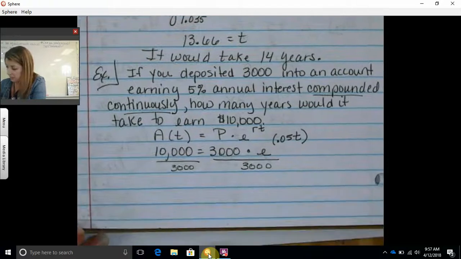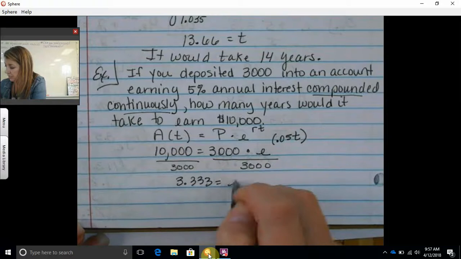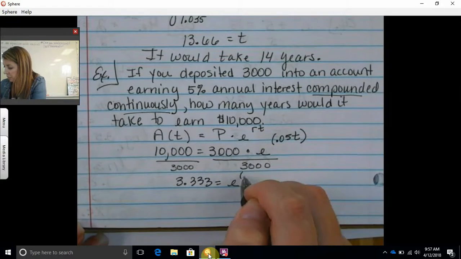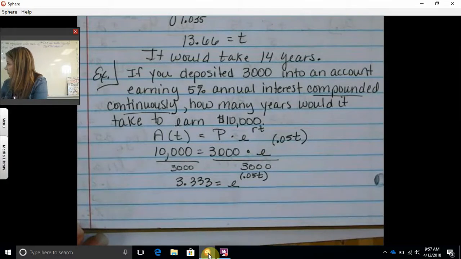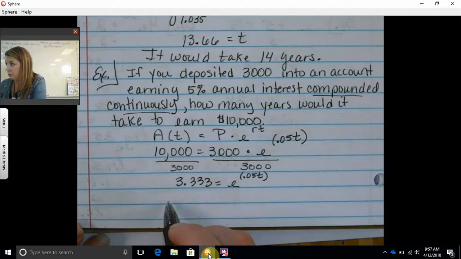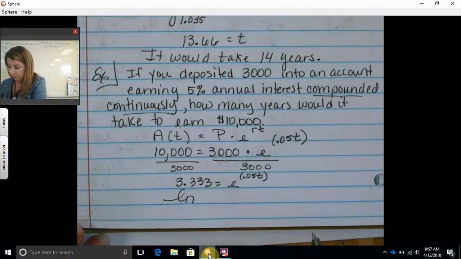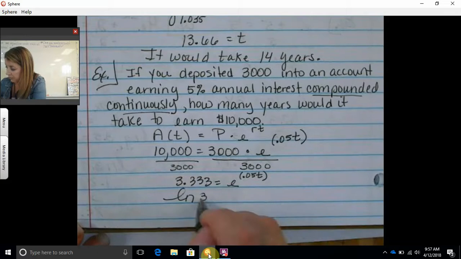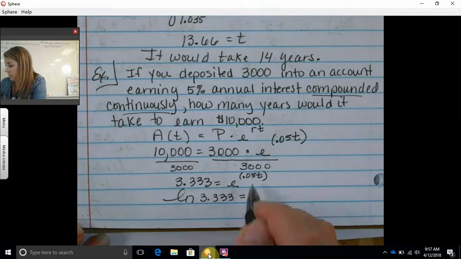10,000 divided by 3,000 is 3.333 equals e raised to the 0.05t. Is it in exponential form now, or do I need to do anything else? It is. It's good. So it's going to be log base e, which we know, I'm running out of space, so I'm just going to write, that means the natural log of 3.333 equals 0.05t.